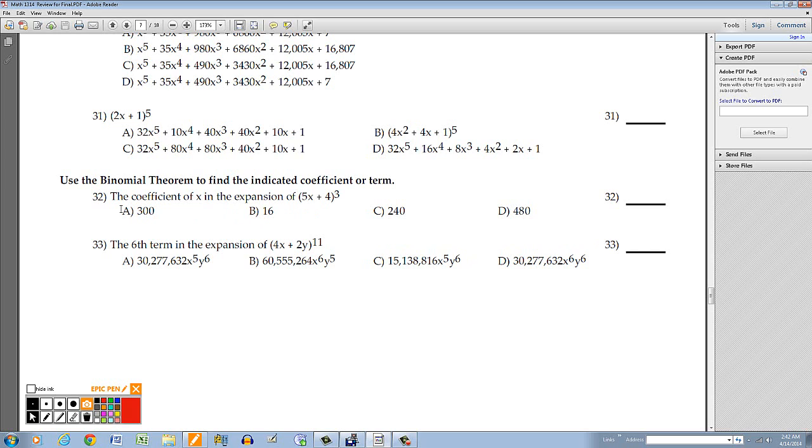For the first one, we want the coefficient of x in the expansion of 5x plus 4 to the 3rd. So if you want the coefficient, here's the way it works.